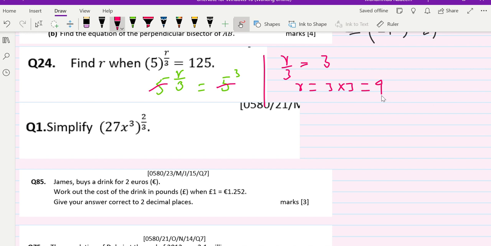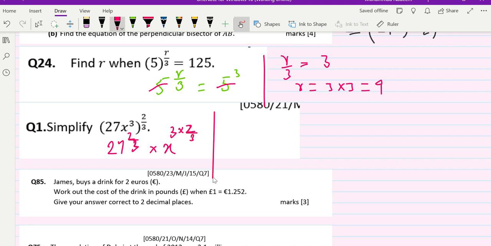Another question from the indices. Again, you have double powers. So when you open the bracket, remember that every element inside the bracket will get a share from the power. So write 27 power 2 by 3, then times x.